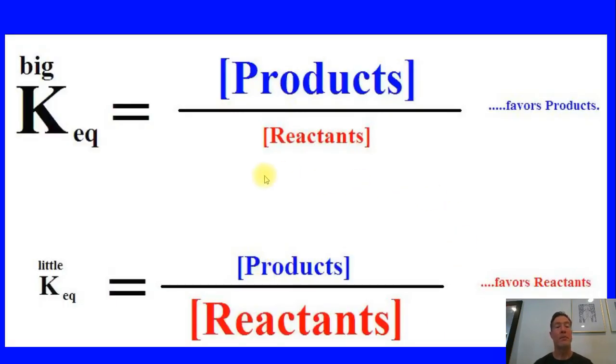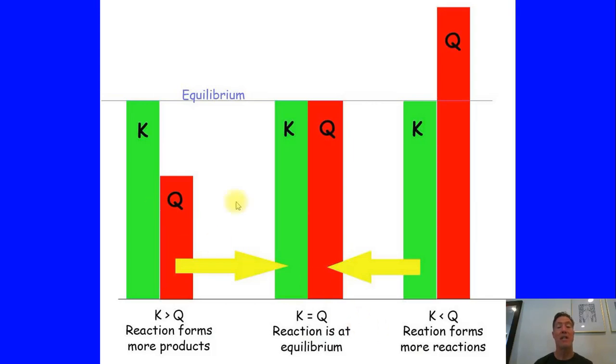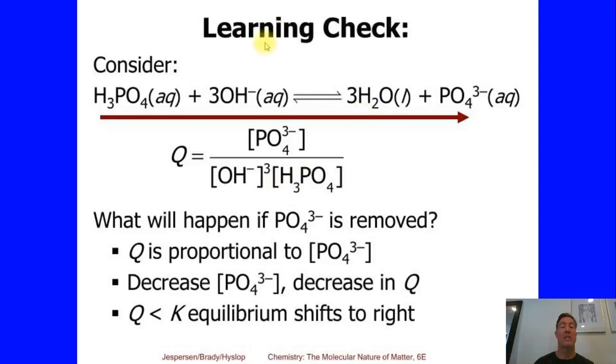So just remember, a big K equals lots and lots of products. A little k means fewer products and much more reactants. But this is also true of Q. A big Q has a lot more products. A little q has a lot more reactants. And so it's going to shift to get back to K. Q too small, Q's got to grow. It's got to grow the products. It's going to shift towards products. Q too large, it's got too many products. It's got to get smaller, so it's going to shift towards reactants until it reaches the K value.